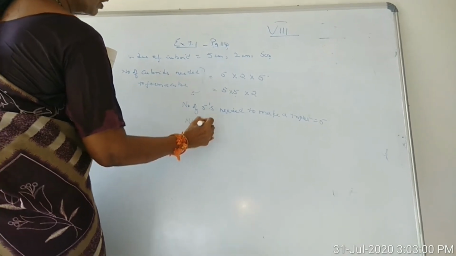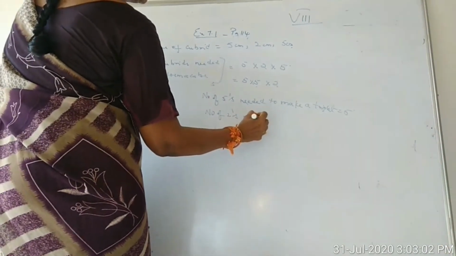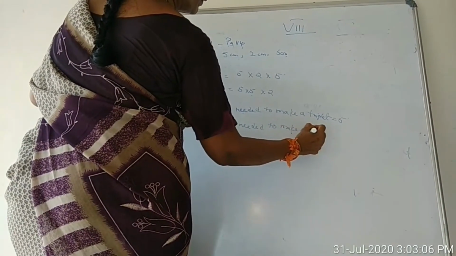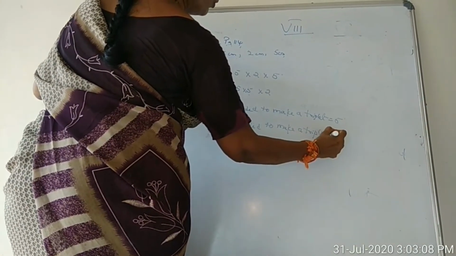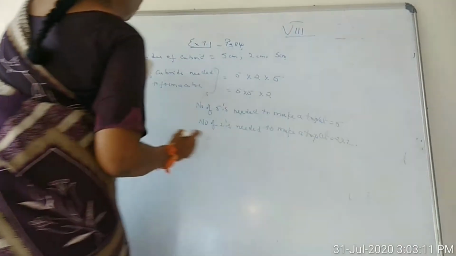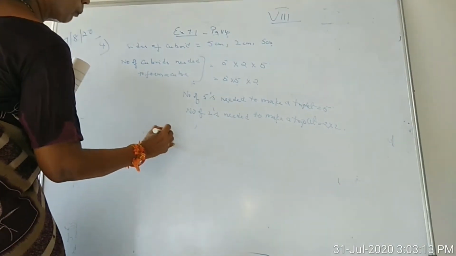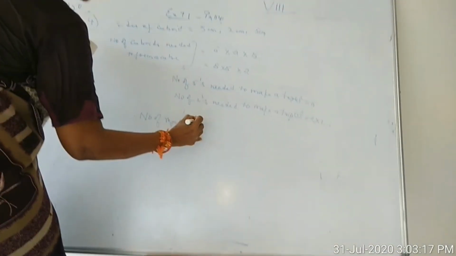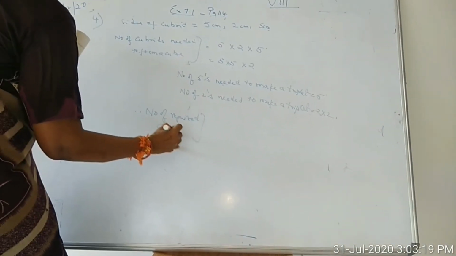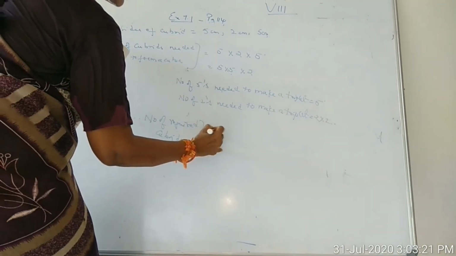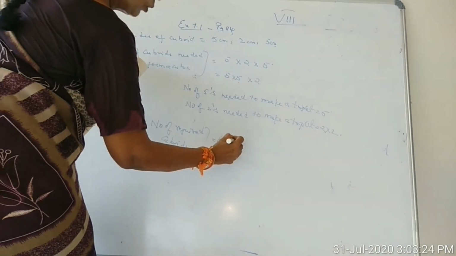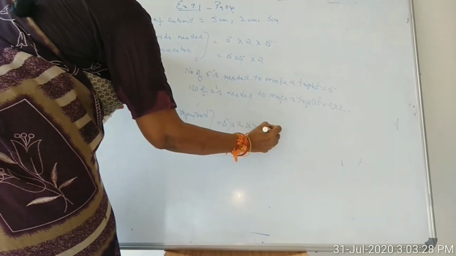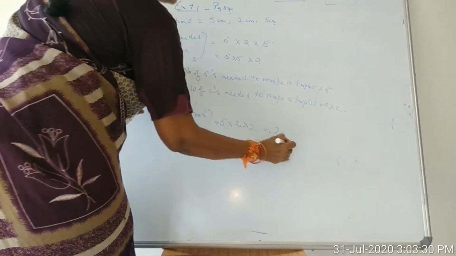Number of 2s needed to make a triplet. We should make a triplet, children. How many more do you require? Therefore, number of required cuboids is equal to how many? How many 5s? 5. How many 2s? 2. 5 twos are 10, 10 twos are 20.